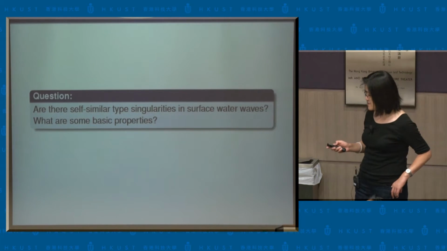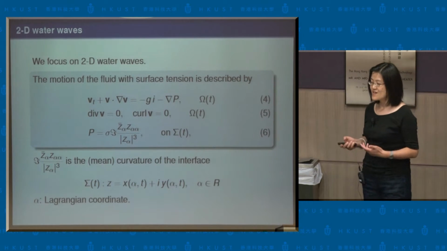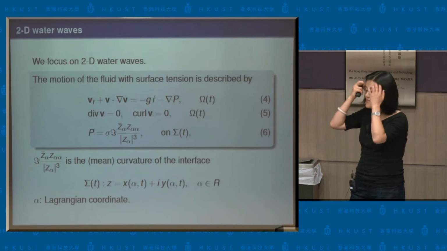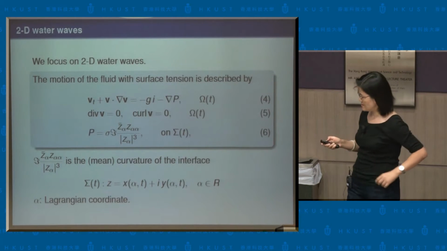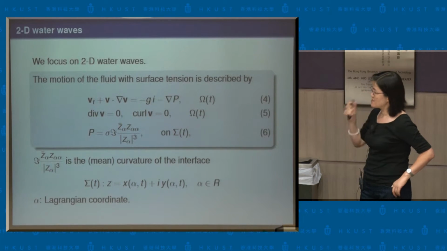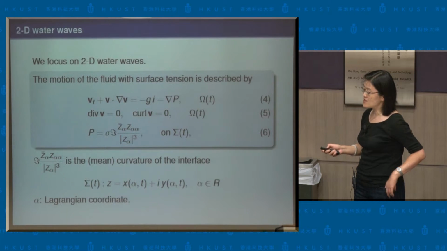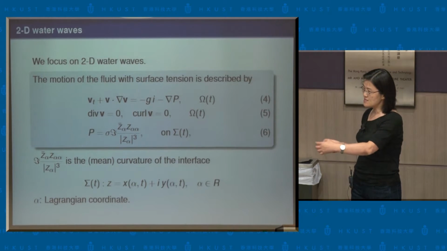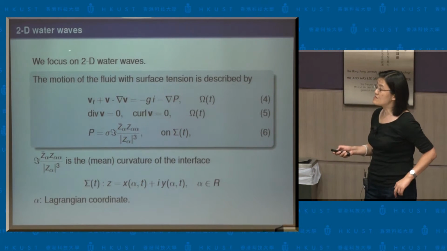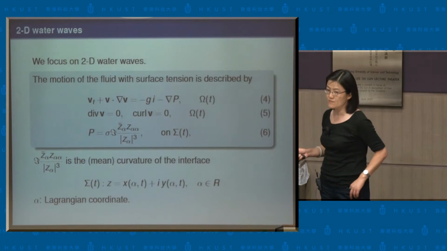Because in the situation we're dealing with, there is no reference scale; there's no external force and no boundary. So self-similar phenomena could really exist, and we want to see whether this is the case. For the moment, we focus on 2D water waves. That means we are not talking about what we see in the picture, but just a cross-section of it. From our experience, if we understand 2D, we can understand 3D afterwards.